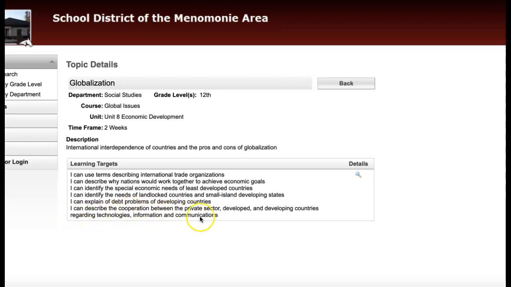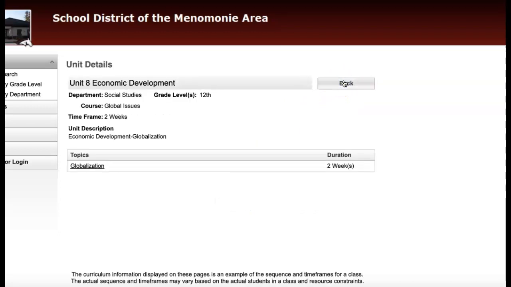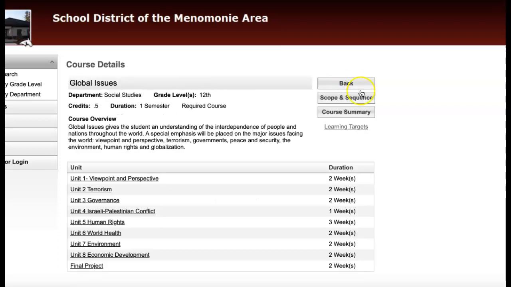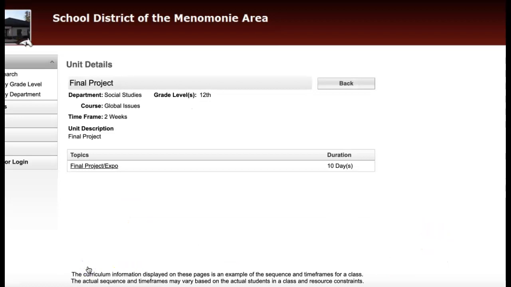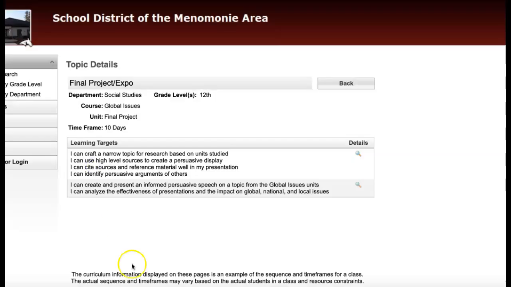Describe the cooperation between the private sector, developed and developing countries regarding technologies, information, and communications. Whoo! You're going to do that in 2 weeks. Well, that's, yeah. Okay, so let's go back here. And so we've got globalization. Okay, that was economic development. Now we're going to take a look at the final project and see if they, it's Expo. Final project. Okay.